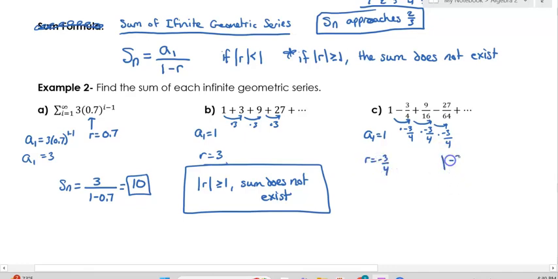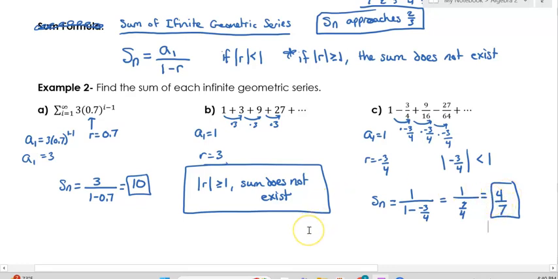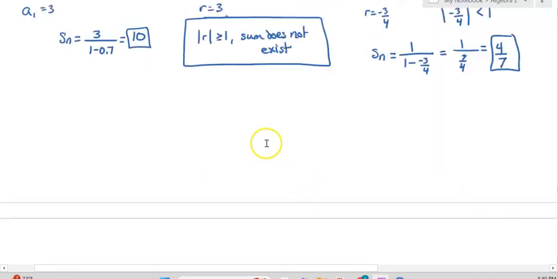So this sum will work because when you take negative 3/4 as the absolute value, it is less than 1. So I can find the sum. So I'm going to do my formula. My formula is the first term over 1 minus the R value, which is negative 3/4. All right, so when you do 1 minus negative 3/4, I get 7/4, and 1 over 7/4 is 4/7. So if you kept adding these up, it would get closer and closer to approaching 4/7. So keeping in mind, this works when the R value is less than 1 and when it is geometric and going to infinity.